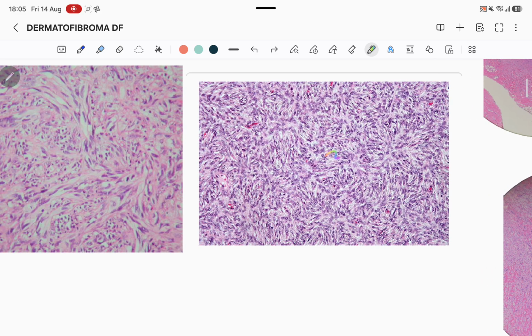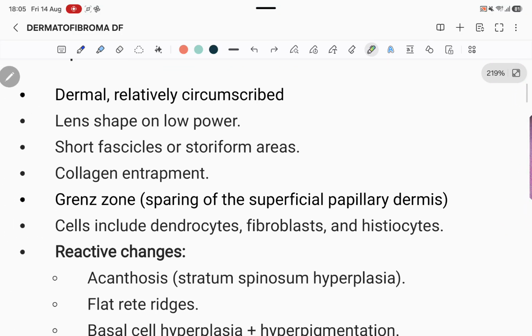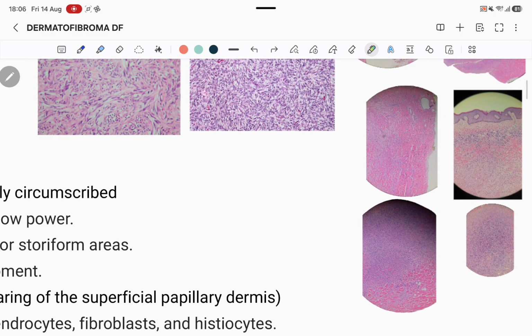Alright, so typically it would look like something like this or like that, with these spindle cells going into a specific pattern. Now, there is another typical feature, and I can see it in my case, which is collagen entrapment. Collagen entrapment is basically where we have these histiocytes, these cells include dendrocytes, but mostly fibroblasts and epithelioid cells or histiocyte-looking cells. Alright?